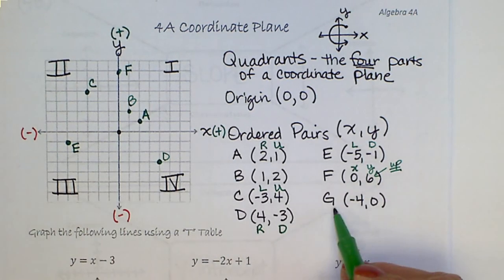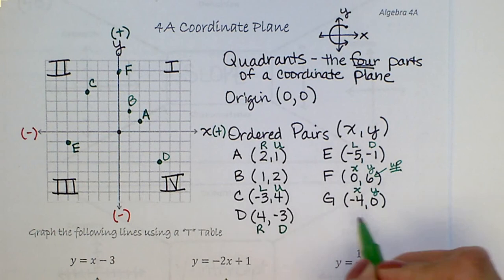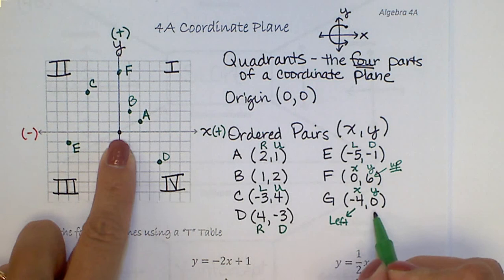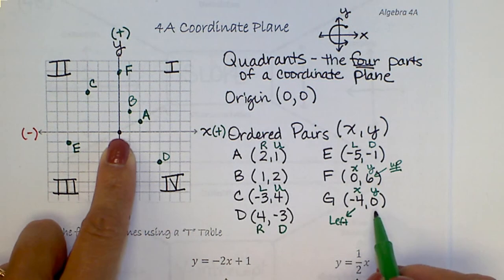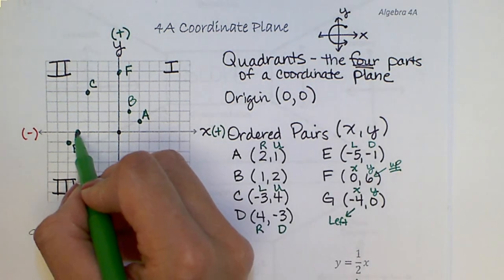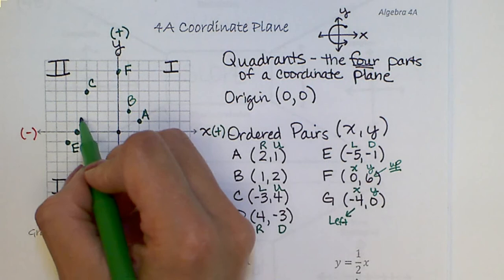G, this is our x value and y. So this is going to mean to go left because x is negative. But then when I go up or down, I'm going to go 0. So left 1, 2, 3, 4, and then 0 means do not go up or down. So this is the letter G.